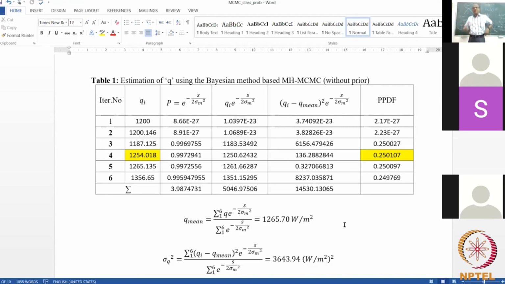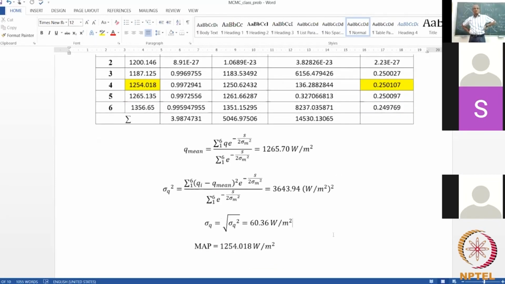Now show the posterior in the form of a plot. You have a MATLAB code? Yes, sir. Just show it quickly, 2 minutes. Okay, sir.